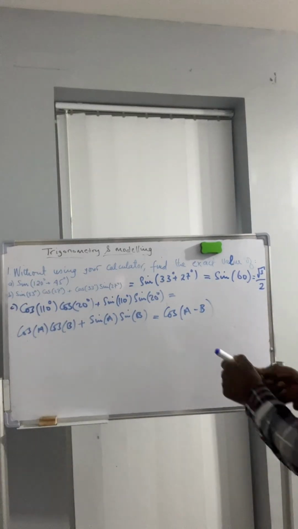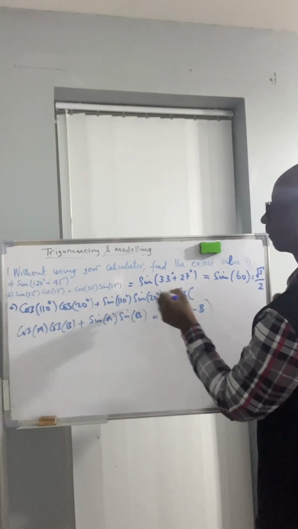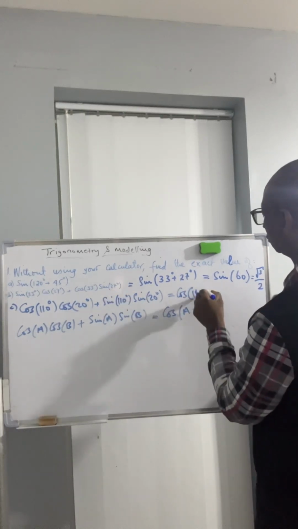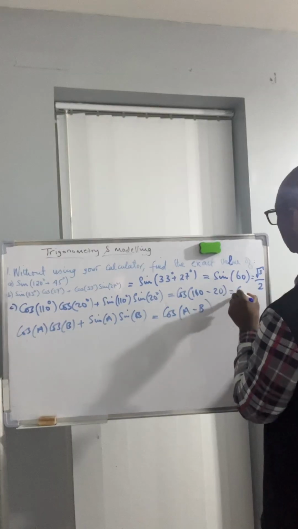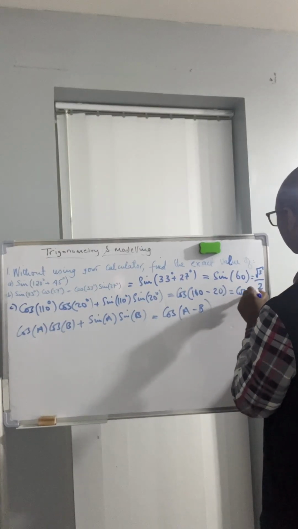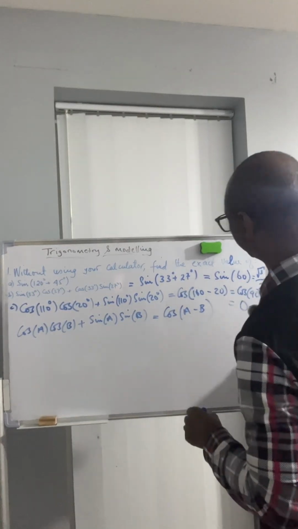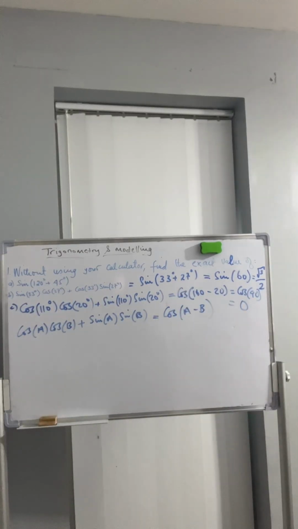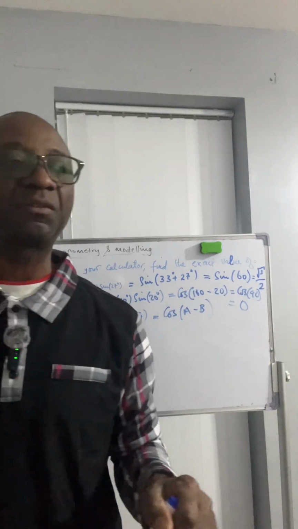So with respect to the question, this now becomes the cosine of A, which is 110, minus B, which is 20. And this is the cosine of 90. And what is cos 90? Cos 90 is 0. So this answer comes down to 0. The cosine of 90 is 0.